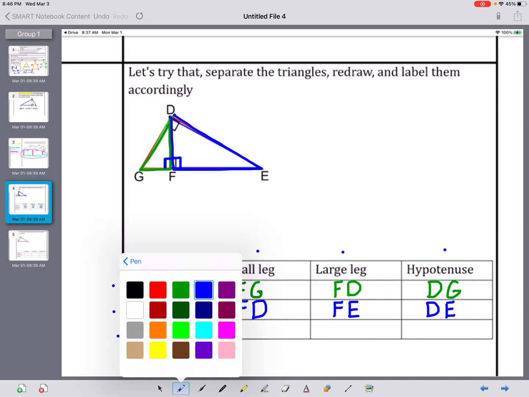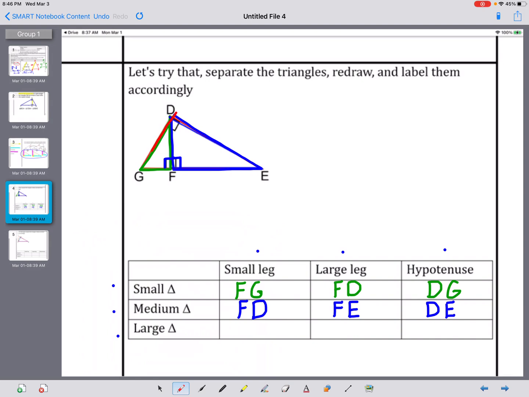And now we'll move on to the large triangle, that's this big one here in red, triangle GDE. So now I want the small leg. Well, looking at that, that's going to be DG. The large leg, that's going to be DE. And then the hypotenuse, remember the right angle is up there at D for that triangle, so the hypotenuse is always across from the right angle, and that's going to be GE, the hypotenuse for the red triangle.